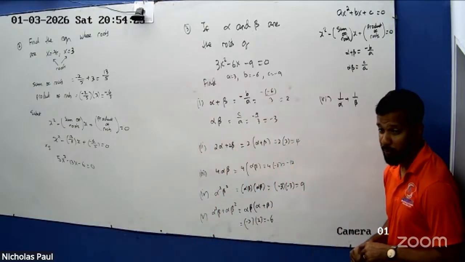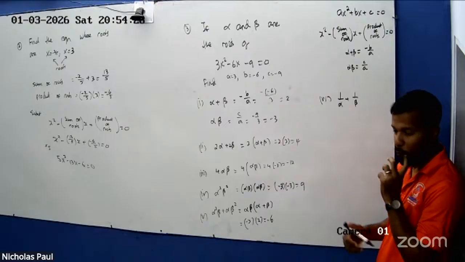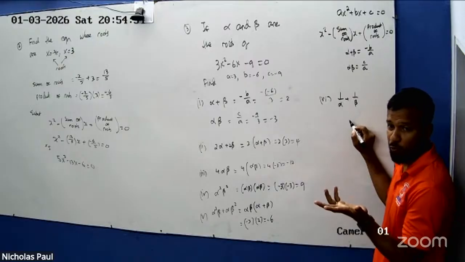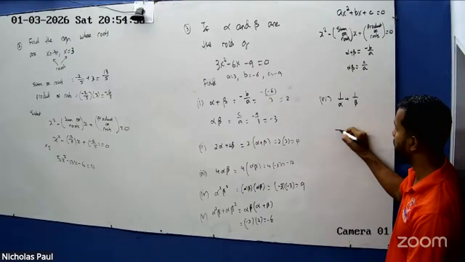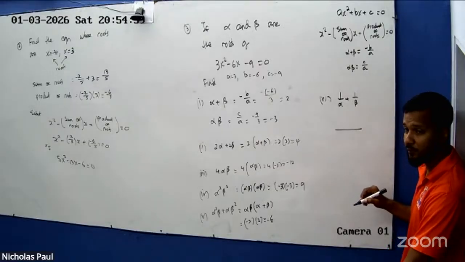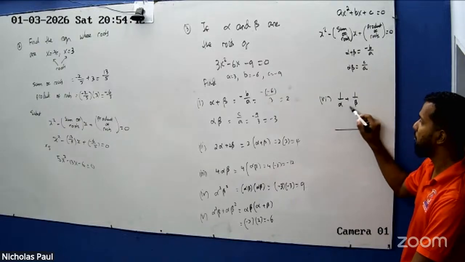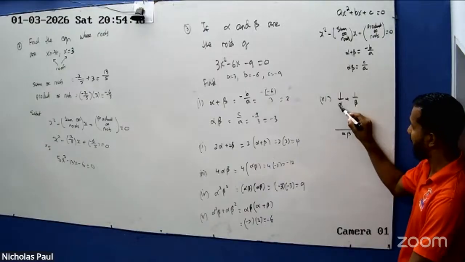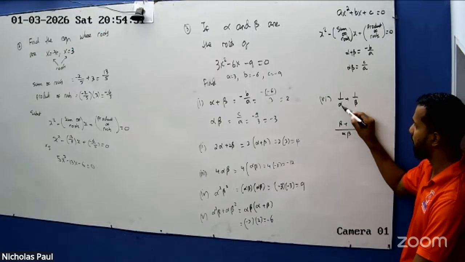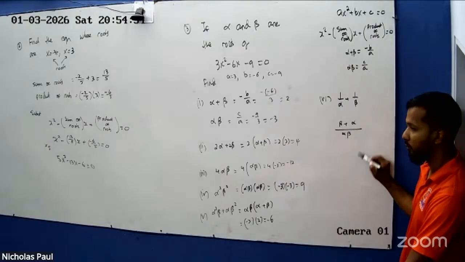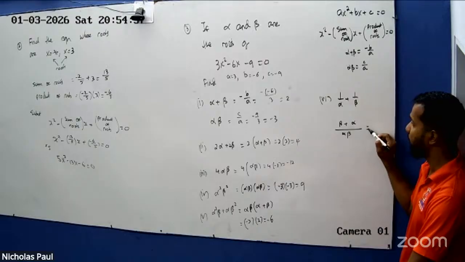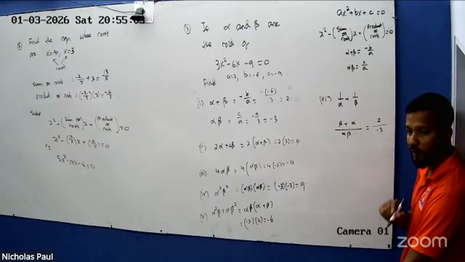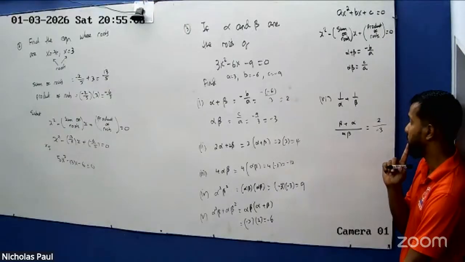What would you normally do if you have fractions and you want to turn them into one fraction? Find the LCM. So how do you find the LCM? Multiply alpha by beta, and then multiply beta by 1, alpha by 1. Recognize this? Sum of the roots, product of the roots. That's the answer.